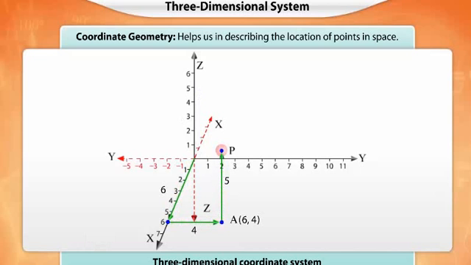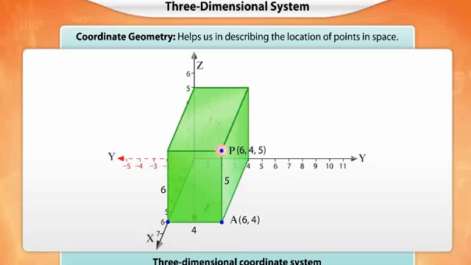The location of the point can be given by the ordered triplet (x, y, z). For the given point, the x, y and z coordinates are 6, 4 and 5 respectively. To get a better understanding of this three-dimensional plot, let us construct a box as shown.